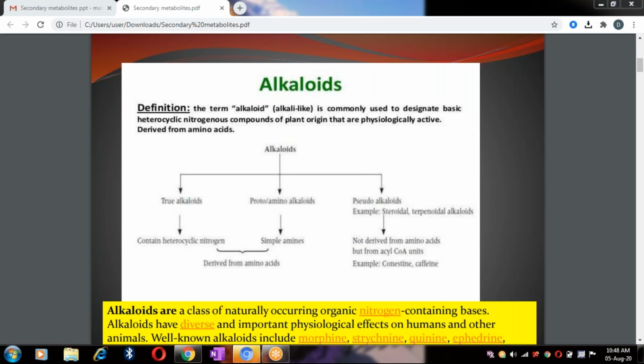Like what is the precursor? Maybe amino acids are the precursor. If they start with ornithine, all those are grouped into one particular class. If the biosynthetic pathway starts with lysine, they are grouped into another. Similarly with tyrosine, phenylalanine, and tryptophan, if they start with these, they are classified into one particular group. And the last, most important one was chemical classification.